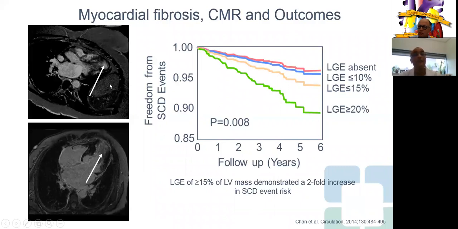This is a patient with severe scar. This is the area of the left ventricle, and the white area is all myocardial fibrosis. This is a patient with apical aneurysm, apical hypertrophic cardiomyopathy with a severe degree of myocardial fibrosis. And this is data that suggests the higher the degree of myocardial fibrosis, the higher your sudden cardiac death risk.